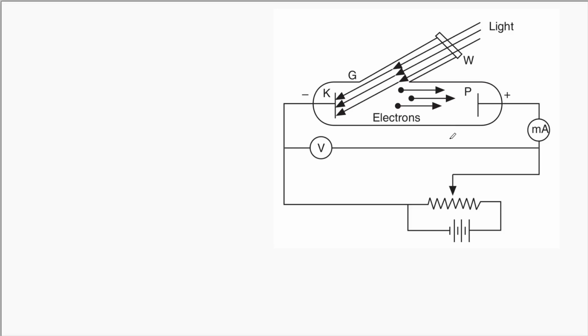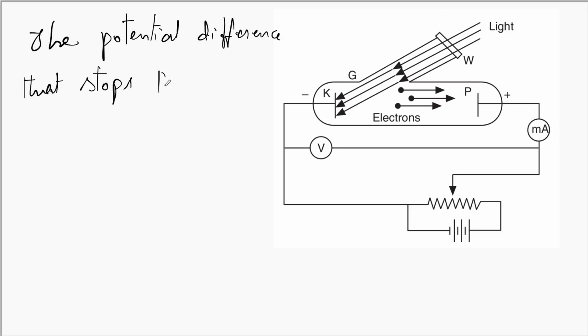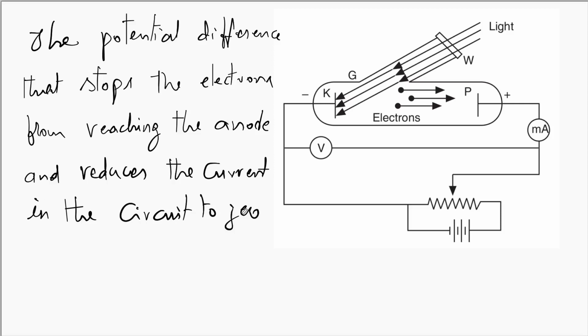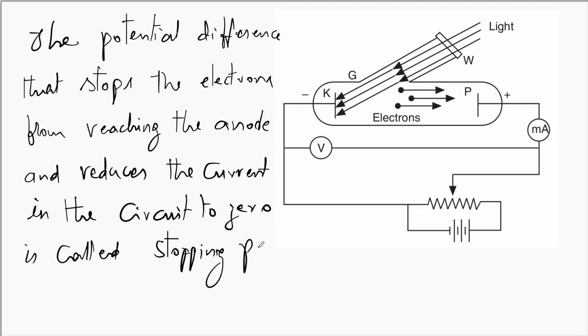Under such conditions, the potential that is applied is called the stopping potential. The potential difference that stops the electrons from reaching the anode and reduces the current in the circuit to zero is called stopping potential. The stopping potential is represented with Vs. Therefore, the kinetic energy of the electrons is given by eVs. We call this equation 4.